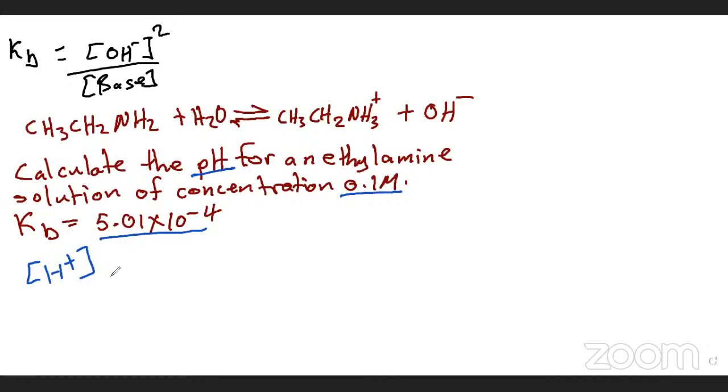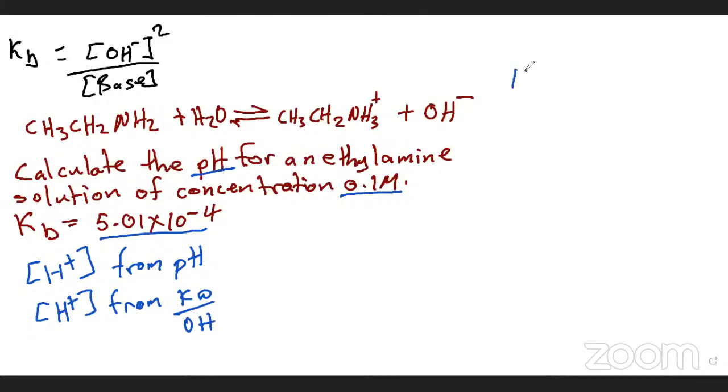Again, based on the formulas, we know we can get hydrogen ions from pH if we take the antilog. And we know we can get hydrogen ions by doing KW divided by the OH ion concentration. All right. So let us do the formula KB. And so on. So pH is equal to negative log hydrogen ion concentration.